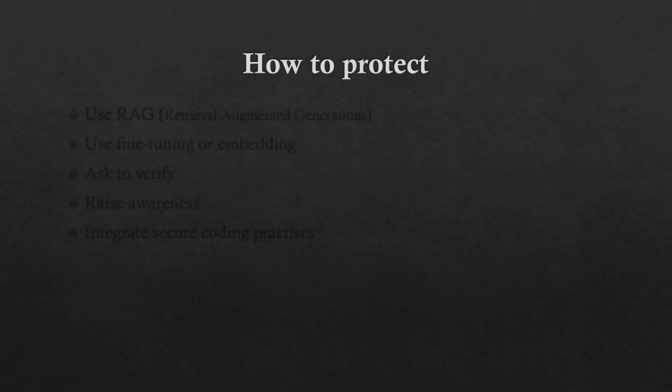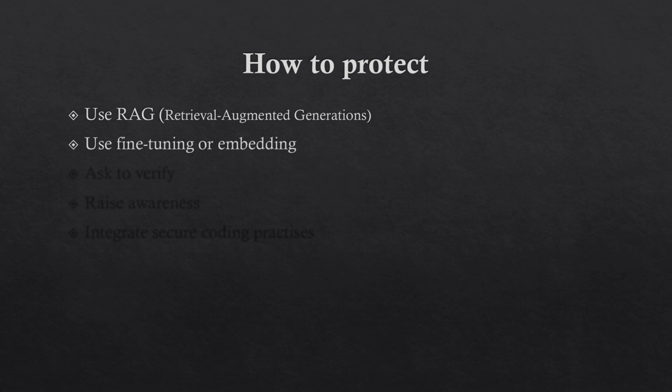How to protect against misinformation in LLMs? Use Retrieval Augmented Generation, or RAG. As discussed earlier in this video, RAG helps mitigate misinformation by retrieving relevant information from trusted, up-to-date sources and grounding the model's response in factual data. Enhance model performance through fine-tuning or embedding. We previously covered these techniques, but in brief, fine-tuning allows you to tailor the model to your specific domain using high-quality datasets. Embedding helps the model better understand context by representing domain-specific concepts numerically.